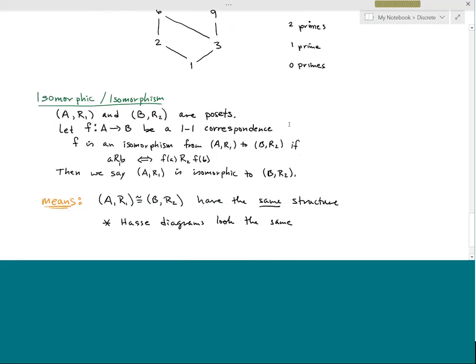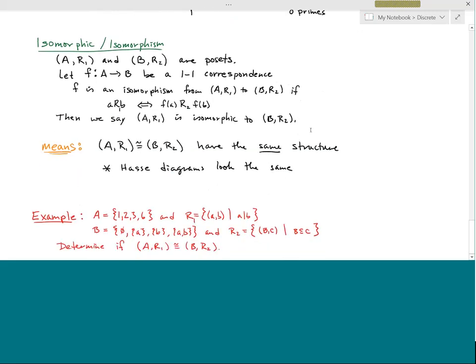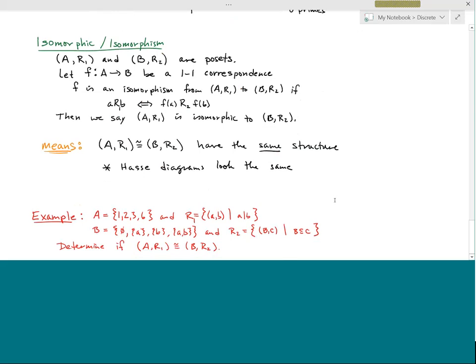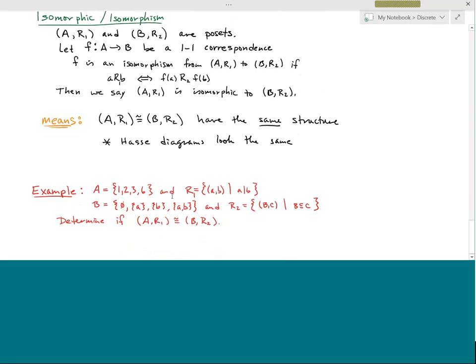So let us look at an example. Suppose we have the following example down here in red. We've got two posets. One has a building set of set A, which is simply the numbers 1, 2, 3, and 6. The partial order associated with that deals with what? It deals with A is a factor of B. So ordered pair A comma B occurs exactly when A is a factor of B.